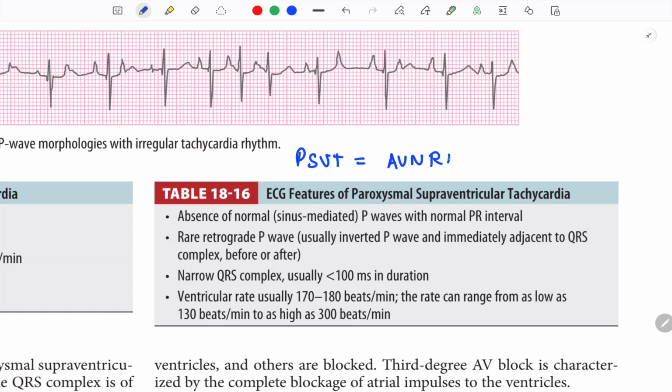That's why the AV nodal blocker agent adenosine works so well in PSVT. You will not find normal P waves. We can find rare retrograde P waves if it is AVRT. There is a normal QRS complex, usually less than 100 milliseconds in duration.